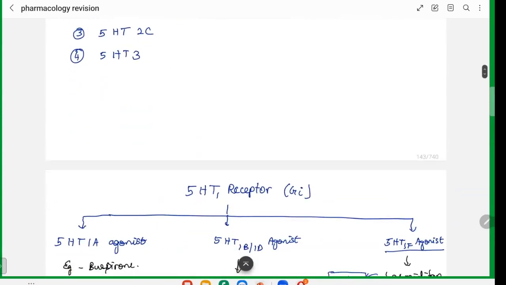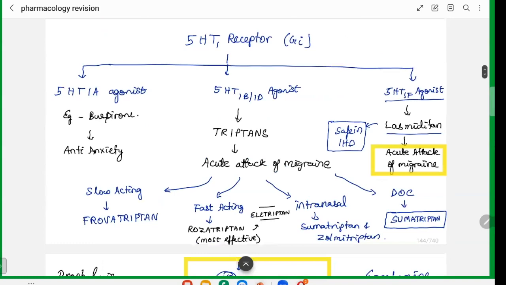The first one is the 5-HT1 receptor. I hope you all know this. This is serotonin receptor 1. It is divided into 1A, 1B, 1D, and 1F. This was already covered yesterday. 1A drugs are buspirone, which act as an anti-anxiety drug. Then you have the 1B, 1D receptor agonists.